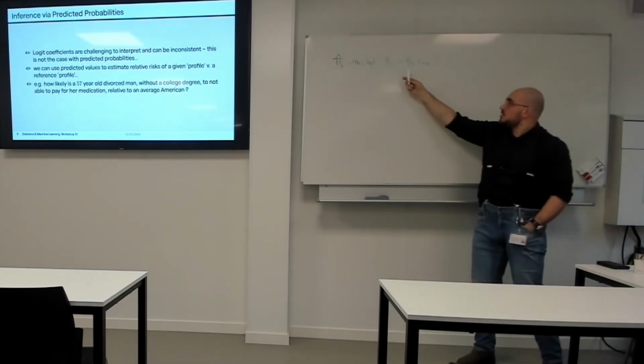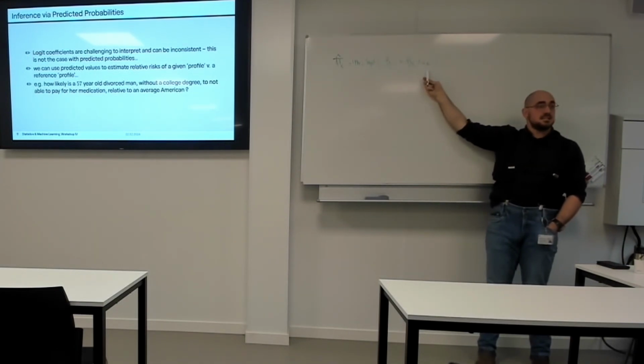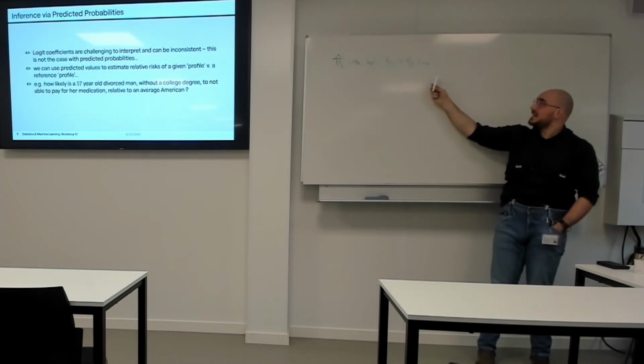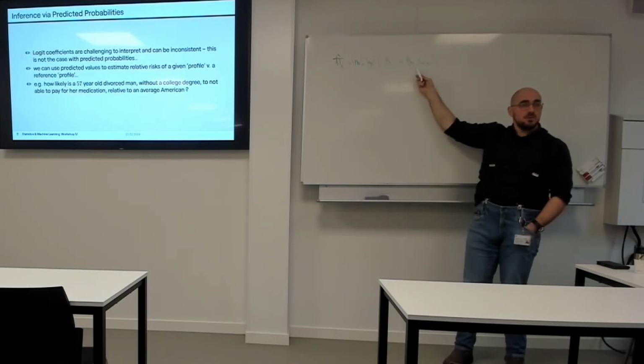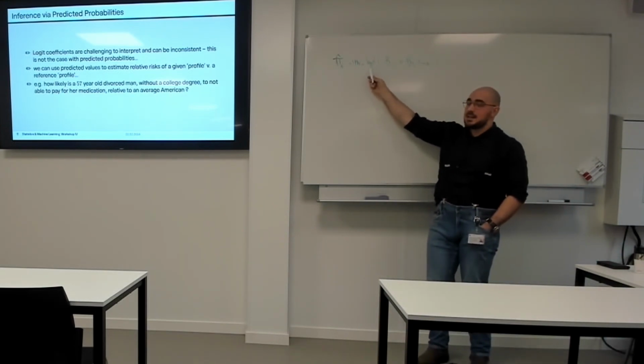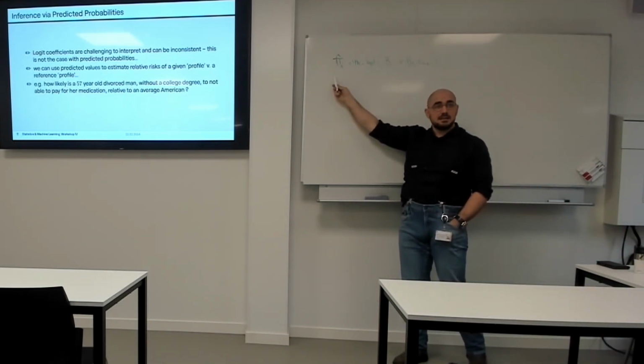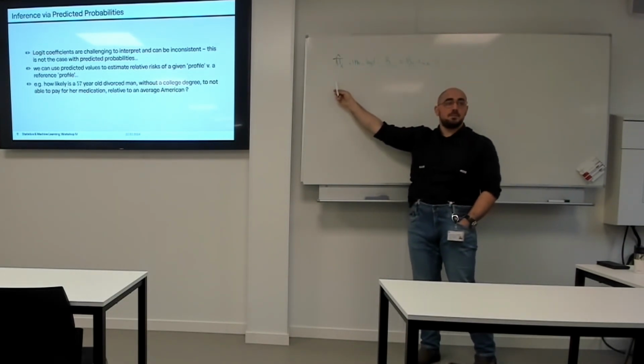So I have an individual. This individual has some characteristics. Let's say he's college educated, right? And then I estimate a linear model, and then I take the inverse logit of that and I make a prediction in terms of probability for that individual. So this gives me the probability that this individual will vote for Trump.